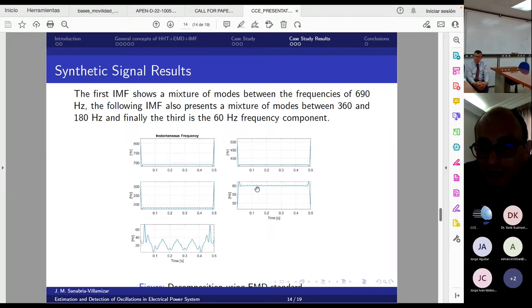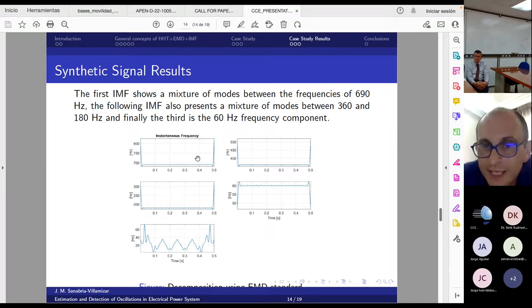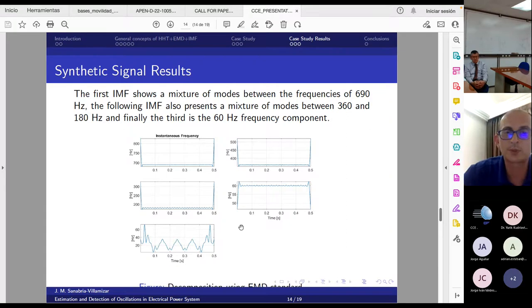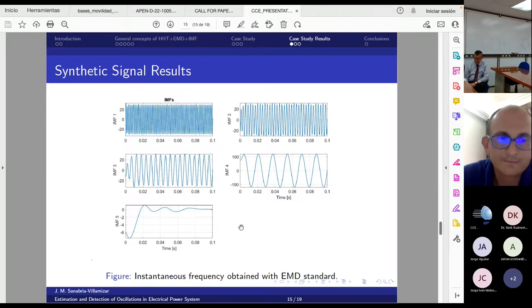We can use only this instantaneous frequency. We don't need the rest of the information. And obviously, this is a great advantage when we're thinking in the computational time and the volume of data that normally we have in this kind of process.